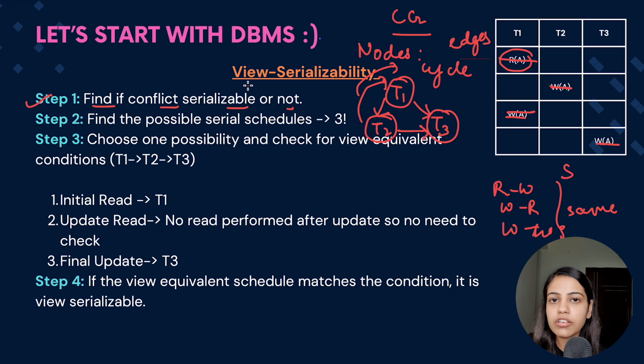So we can say that this particular schedule is not conflict serializable. Now we will be checking for view serializability. So step 2 is to find the possible number of serial schedules. So how can we find it? That is n factorial. Here the transactions are 1, 2 and 3, so it would be 3 factorial.